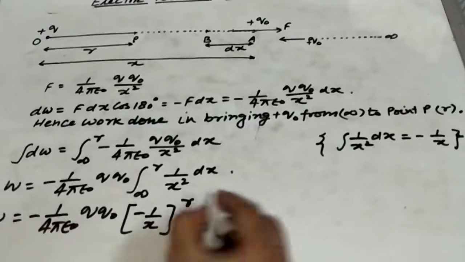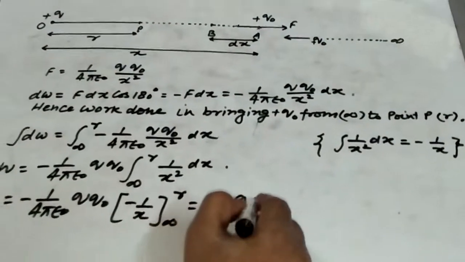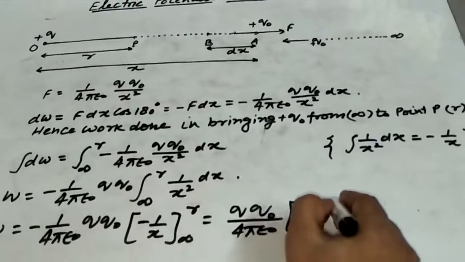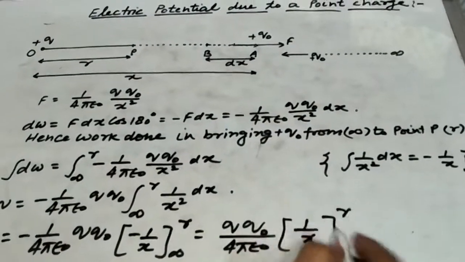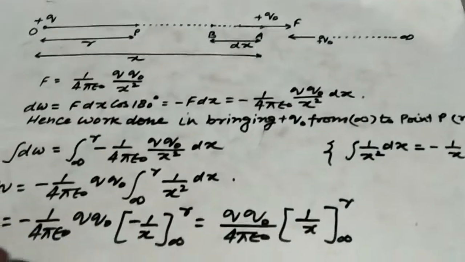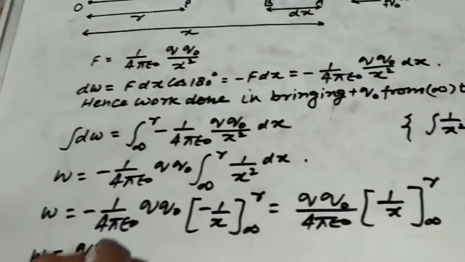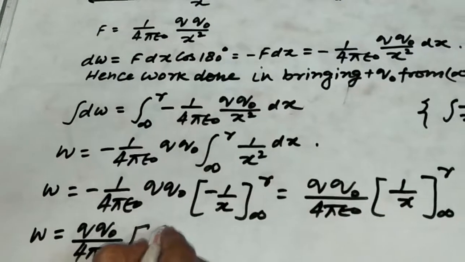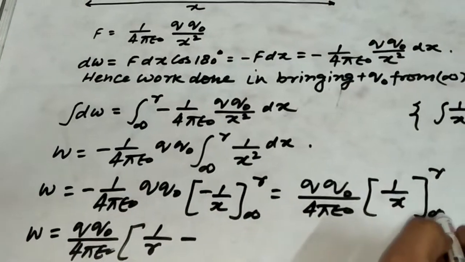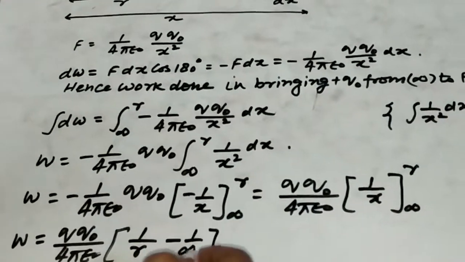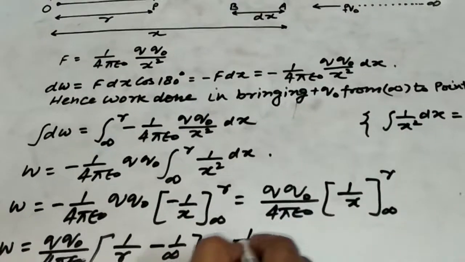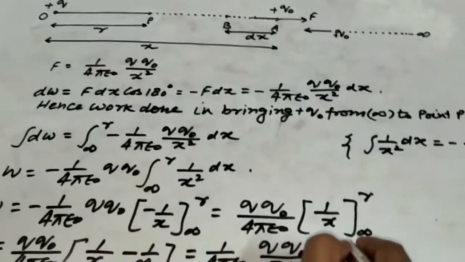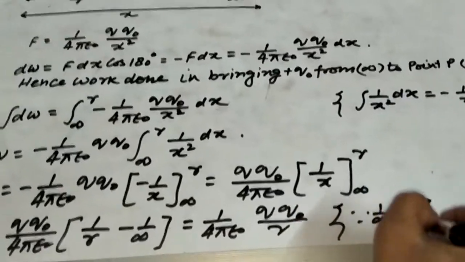And now you take minus outside here, so this minus becomes plus, so this becomes Q naught upon 4 pi epsilon naught, and here 1 upon x, and this one is infinity to R. Here R is the upper limit, infinity the lower limit, and now you can say W is equal to Q naught upon 4 pi epsilon naught, and first in place of x you will write the upper limit, which is 1 upon R, minus again in place of x you will write the lower limit, 1 upon infinity, and 1 upon infinity is 0, so you can write this is equal to 1 upon 4 pi epsilon naught Q naught upon R. And remember this here, 1 upon infinity you are considering 0.